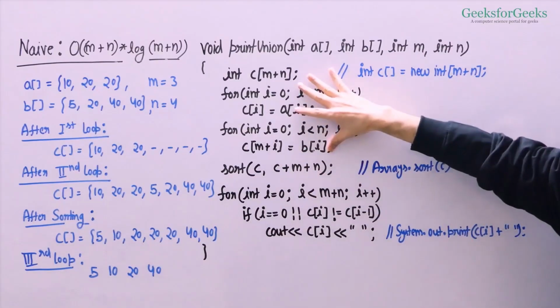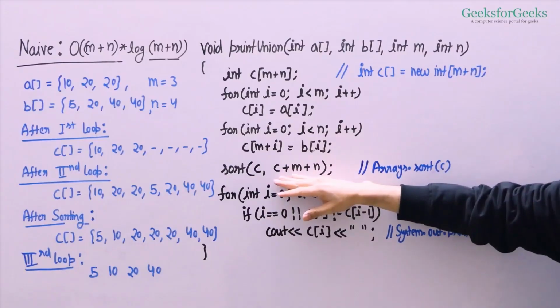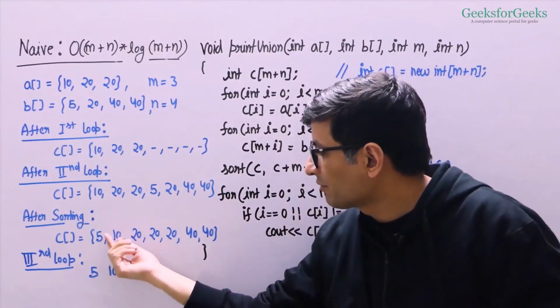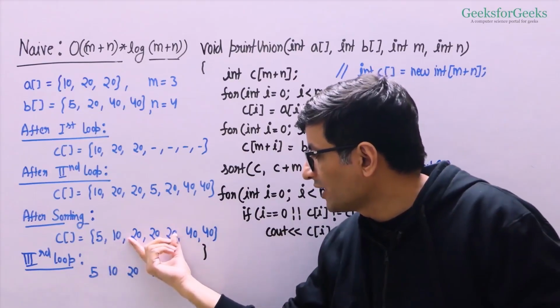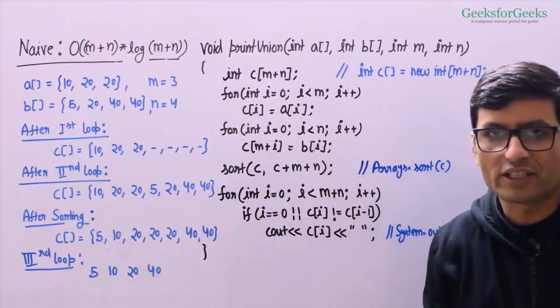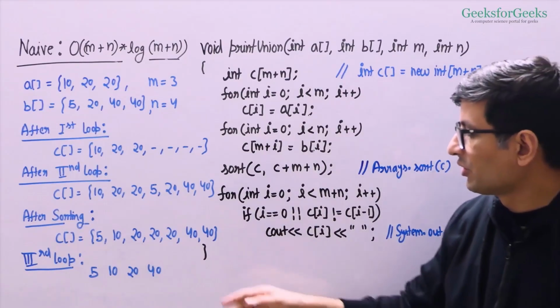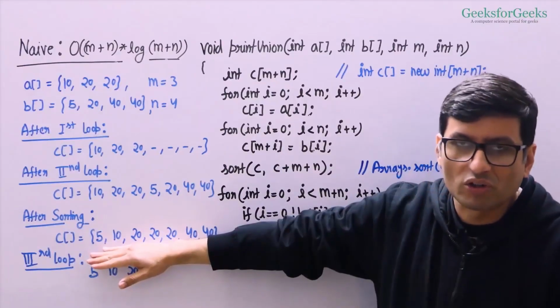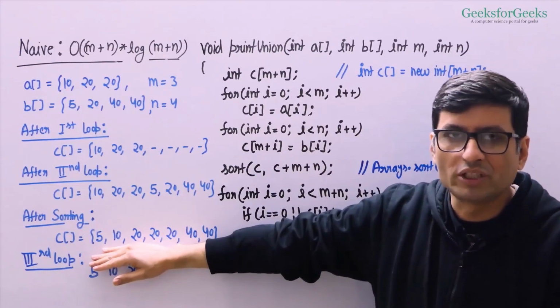After doing this copying, we sort the array C. After you sort the array C, what happens? Your C array becomes 5, 10, 20, all the same elements, they come together, right? See, we want to print the union and that too in the sorted form, right? So, and we don't want to print any duplicates. So we got the sorted form, we got all the elements, we now just need to remove the duplicates while printing.